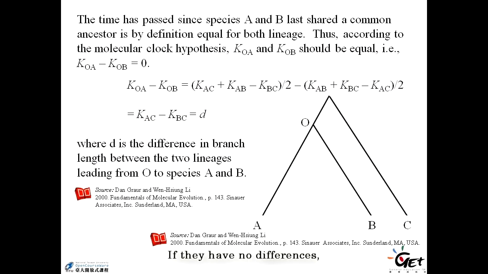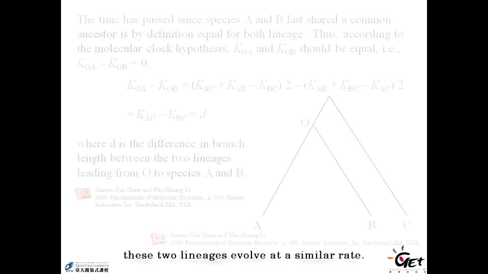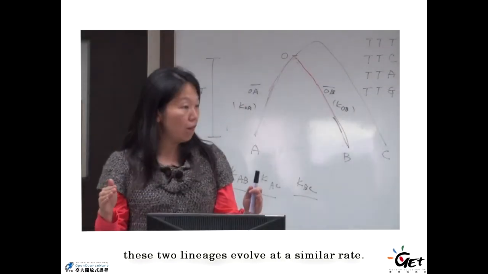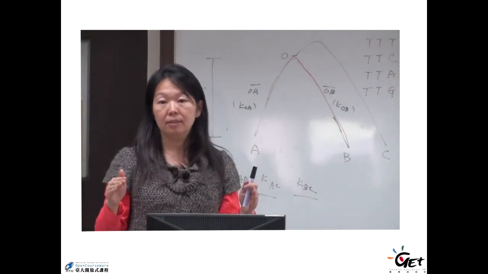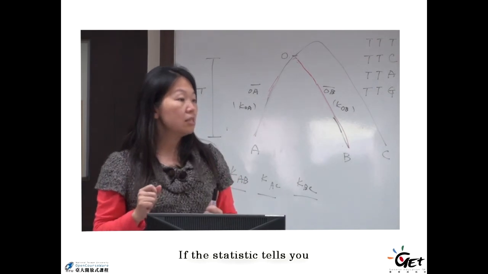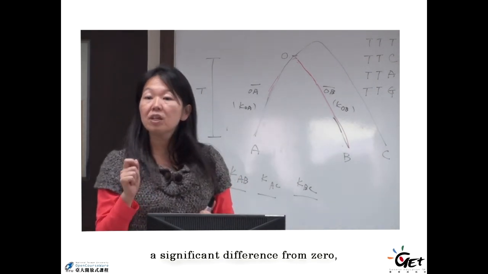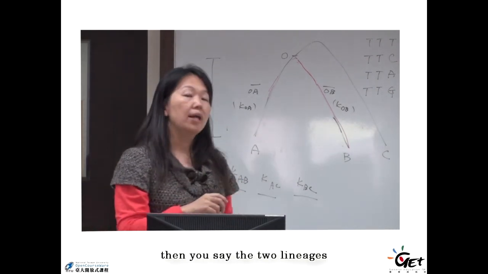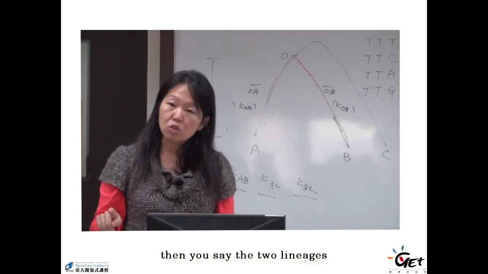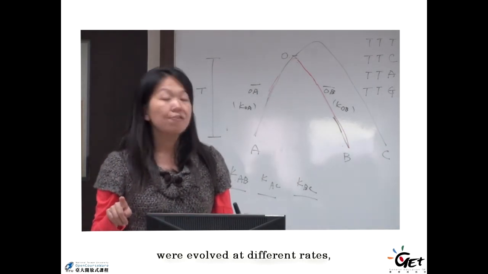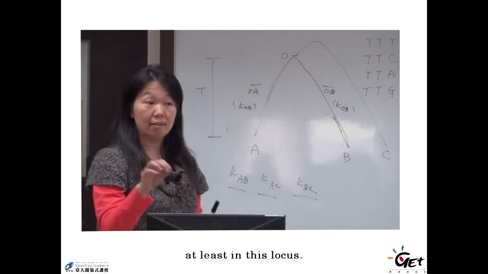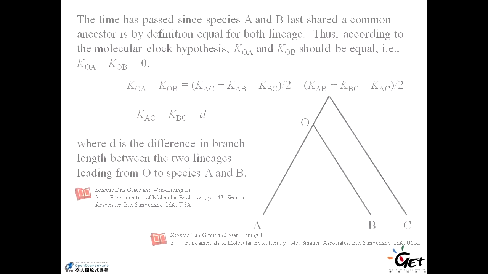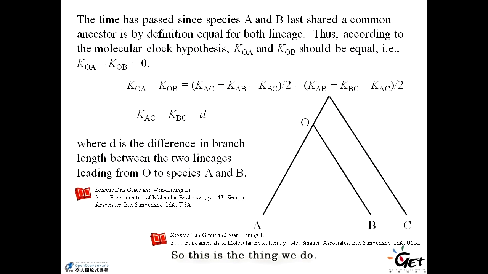We use statistics to say whether it's significantly different from zero. If there is no difference, then we say the data agree with the null hypothesis: these two lineages evolve at a similar rate. If the statistics tell you it's significantly different from zero, then you say the two lineages evolve at different rates in this locus. This is what we do.